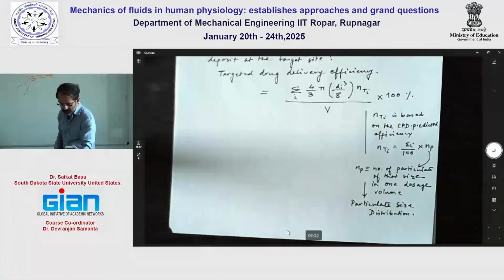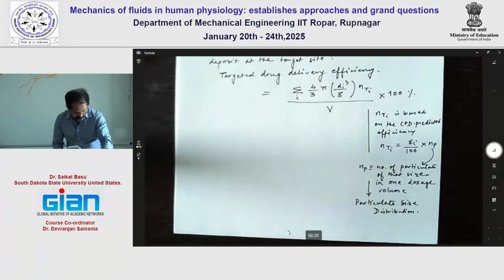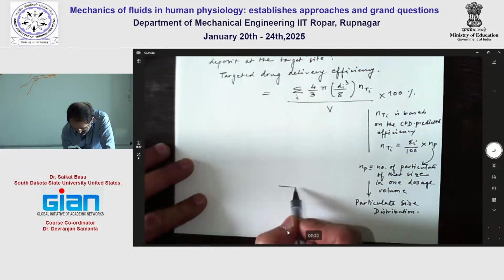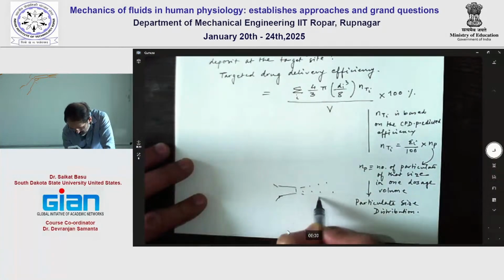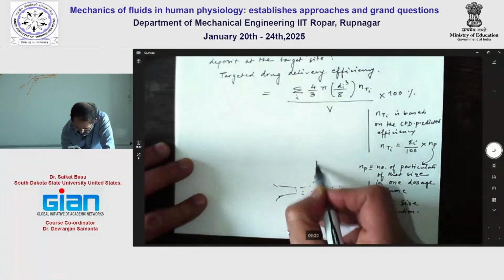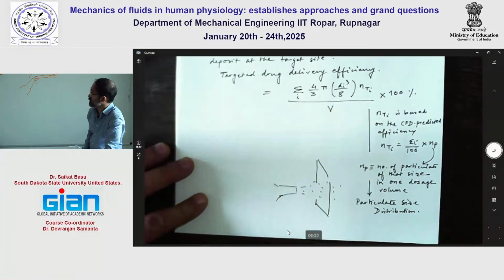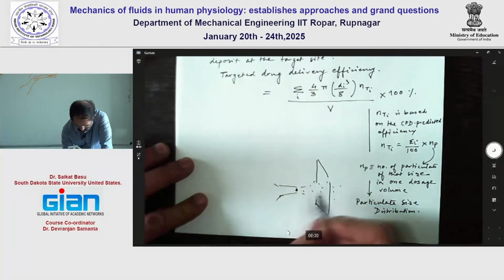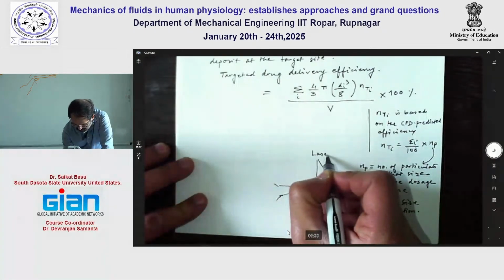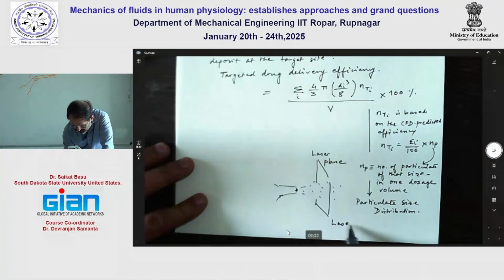Okay. Now, just as a quick note on how they measure this size distribution, if the spray nozzle is like this, they're emitting the particulates. They pass a laser sheet at a certain distance away from the nozzle exit. So let's call it the laser plane, and then they get the laser diffraction measurements.